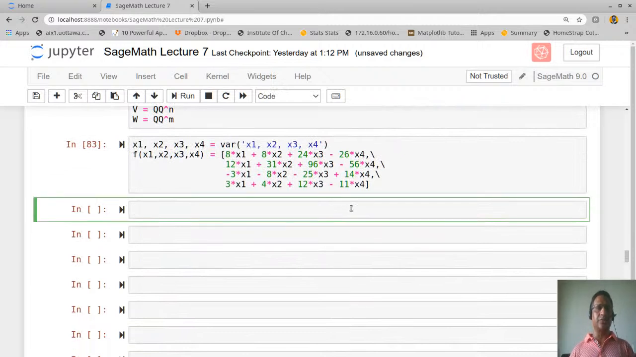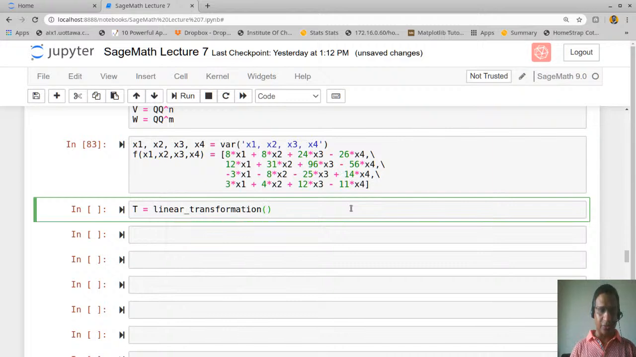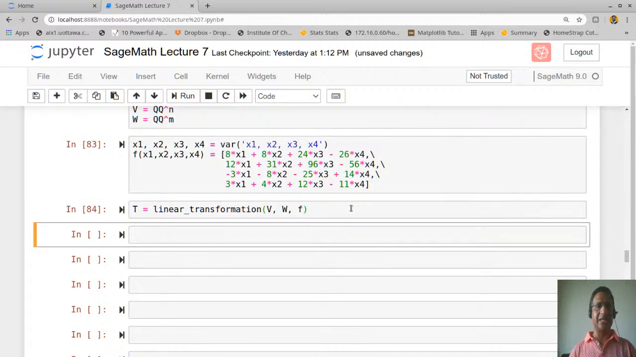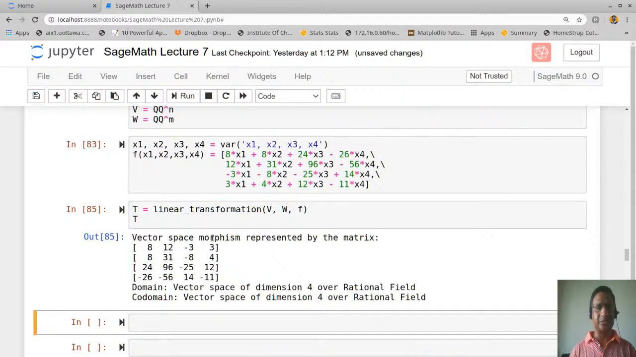Now let us see how we are going to define this linear transformation. What was the definition? You have to say linear_transformation. Let us call this linear transformation T. T is equal to linear_transformation, and for the domain, what is the domain? Capital V, the vector space Qn, and then the codomain is W, Qm, and then the image is given by f. Now you can ask what is T. It says that T is a vector space morphism, that is a homomorphism, represented by this matrix.